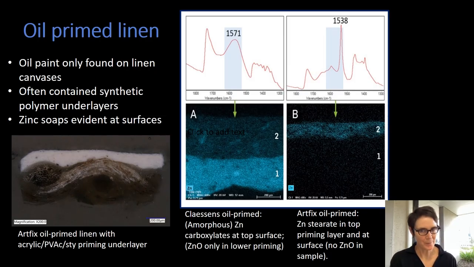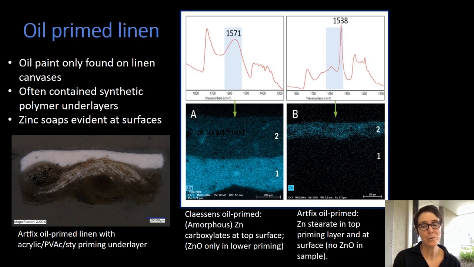All four of the oil primed canvases were on linen canvas, and of the four oil primed canvases analysed, zinc carboxylates, either amorphous or crystalline, were evident at the top layer of three samples. In this slide, you can see that amorphous zinc carboxylates, indicated by a broad band centred at wave number 1571, suggest in situ formation, which in sample A appear to have migrated from the lower priming layer, which is the only layer to contain zinc oxide. In sample B, however, which contains no zinc oxide, zinc stearate was likely a constituent in the priming formulation.